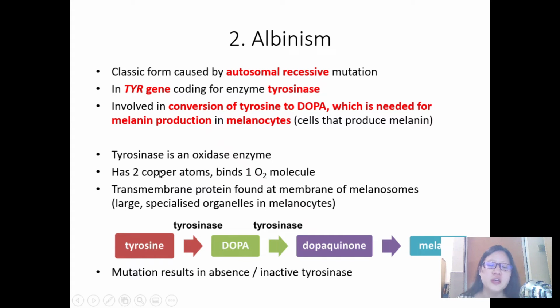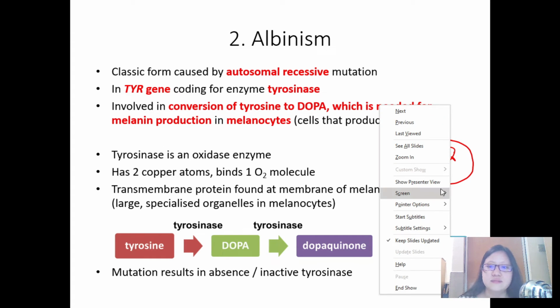Now, in general, we need to know that tyrosinase is an oxidase enzyme. It has 2 copper atoms. It binds to 1 oxygen molecule, and it is actually a transmembrane protein found at the membrane of melanosomes, which are large specialized organelles in melanocytes. Okay, long story short, this is the melanocyte. Okay, this is a melanosome, and this is tyrosinase.